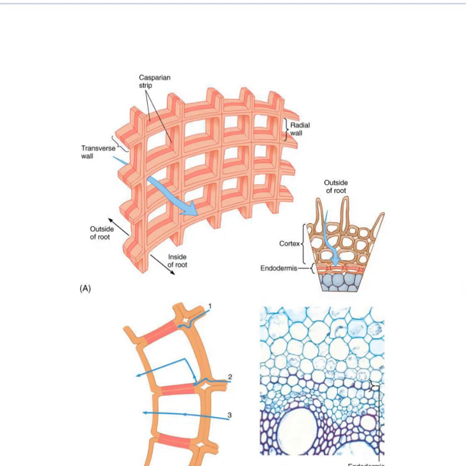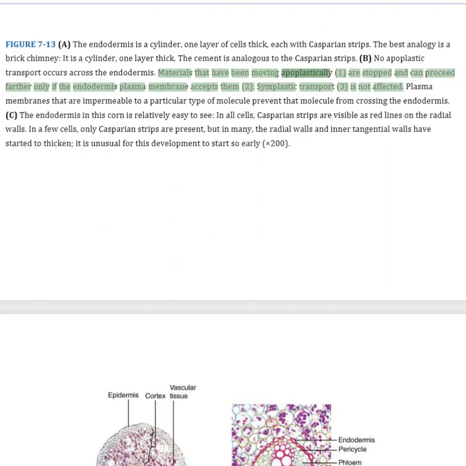Figure 7.13. The endodermis is a cylinder, one layer of cells thick, each with Casparian strips. The best analogy is a brick chimney. It is a cylinder, one layer thick. The cement is analogous to the Casparian strips. No apoplastic transport occurs across the endodermis. Materials that have been moving apoplastically are stopped and can proceed farther only if the endodermis plasma membrane accepts them. Symplastic transport is not affected.